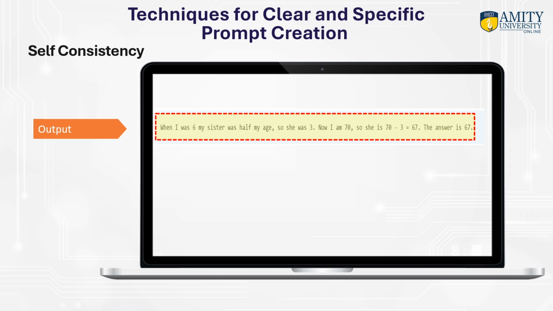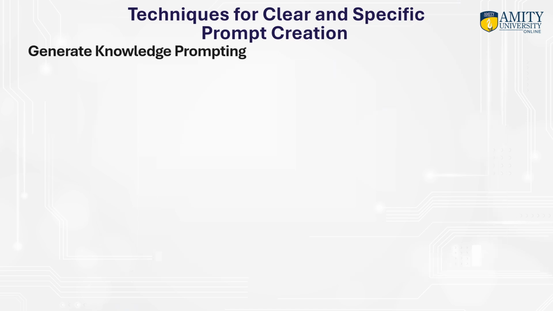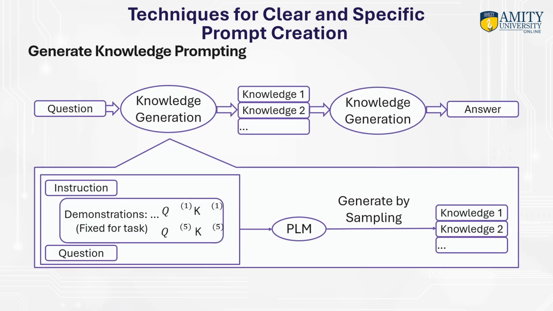Now the next one is what? The next one is generate knowledge prompting. So knowledge generation involves providing the AI with additional knowledge. So you are providing a set of knowledge that might be helpful for that task. It's like giving the AI access to your textbook before asking it to write an essay on it. Okay. So that is generate knowledge prompting.